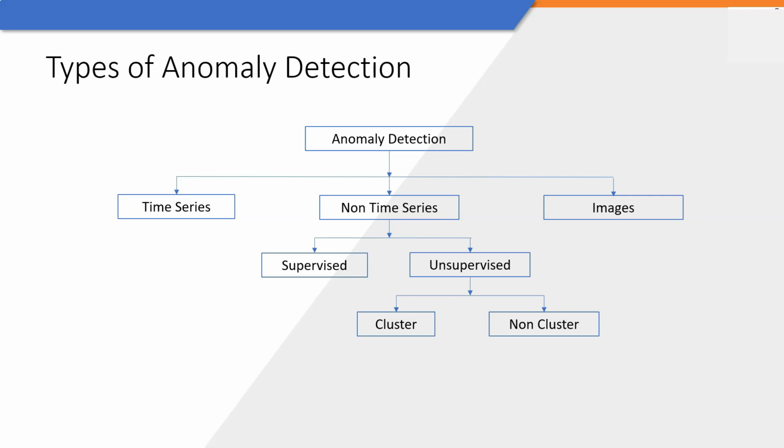And within non-time series, we have two different types. One is supervised and unsupervised. That is, references to past instances of anomalies is not there in unsupervised. Such references are available in supervised. That is, labeled data and unlabeled data. In unsupervised, the labeled data is just not there, right?